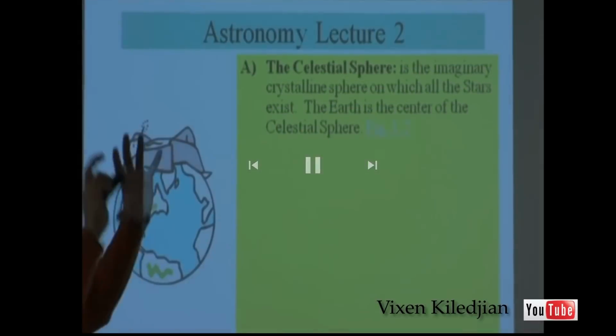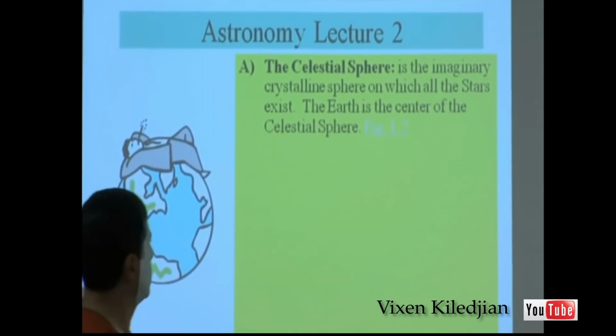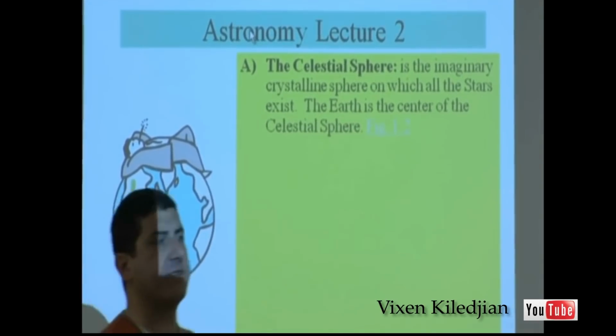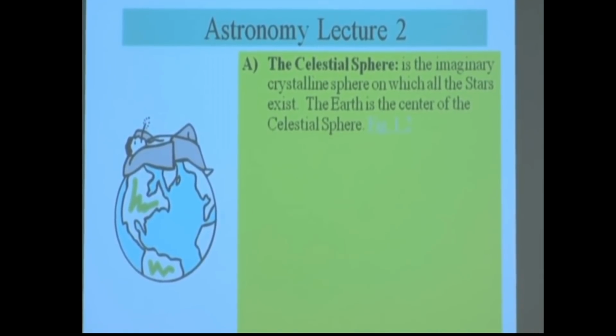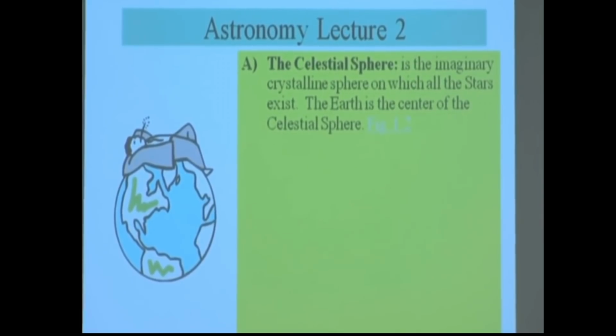The celestial sphere is the imaginary crystalline sphere on which all of the stars exist. The Earth is the center of the celestial sphere. We get this idea back from the Greek times, when they used to think that stars are on a crystal sphere. Actually, they never thought it was a crystal sphere, but thought it was a dome. Our forefathers knew about a flat Earth and a dome. But of course now we know that that's not true.